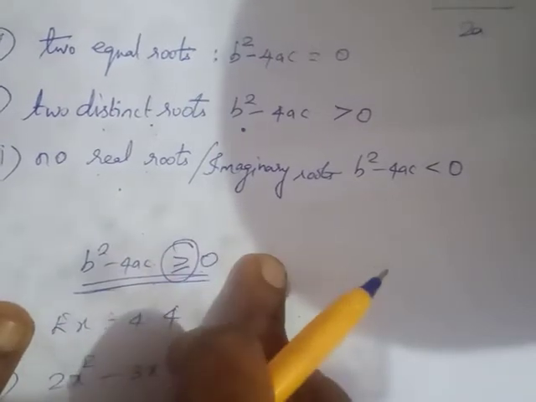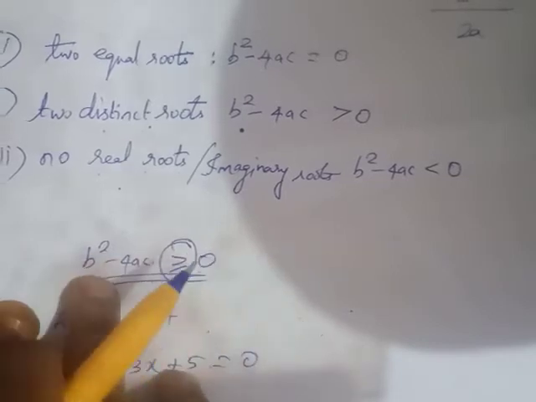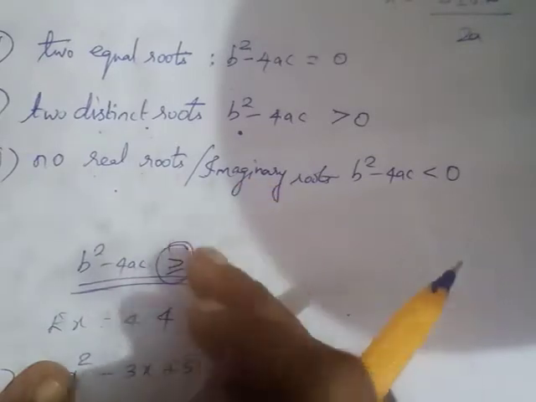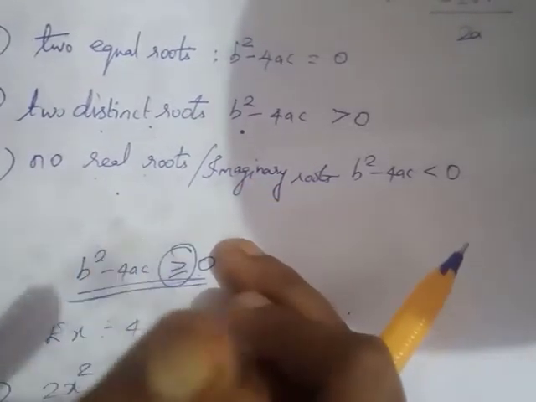It should come either greater than 0 or equal to 0. If it comes greater than or equal to, you can find the roots, as you have done in exercise 4.3. If it comes equal to 0, both roots will be equal. If it comes greater than 0, there are two different roots. You will be getting two distinct roots. Now let us check what condition is possible for this problem.